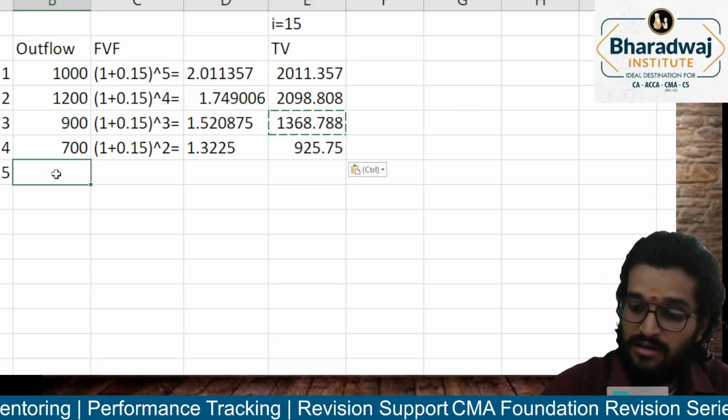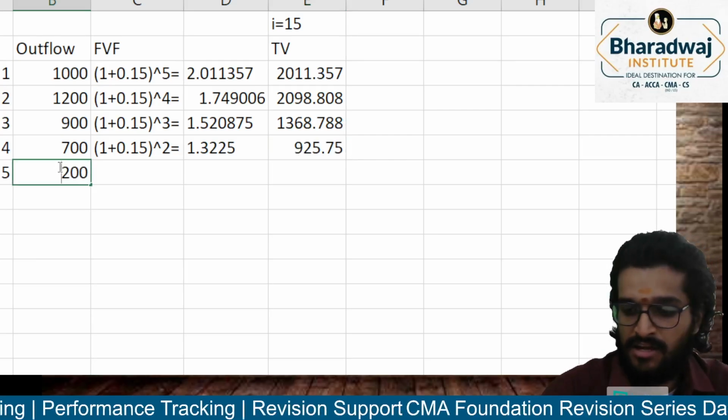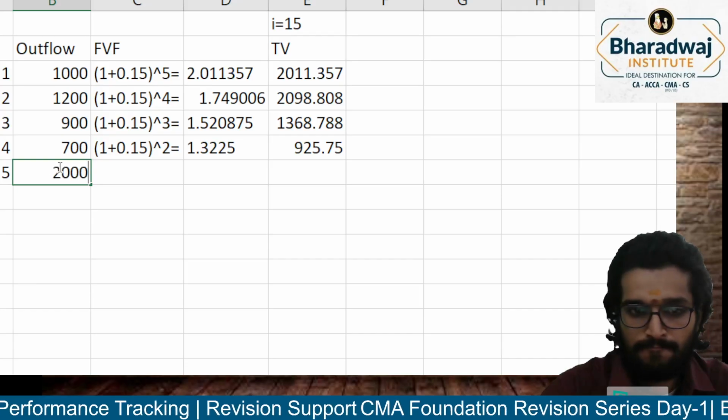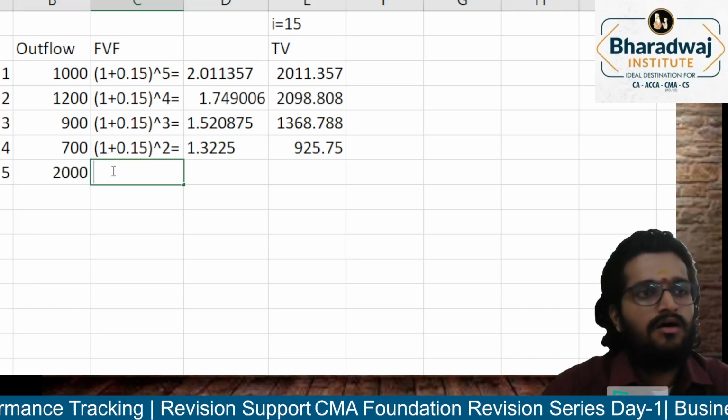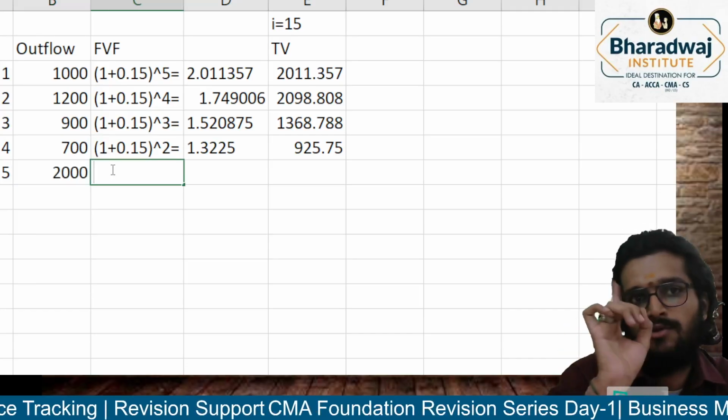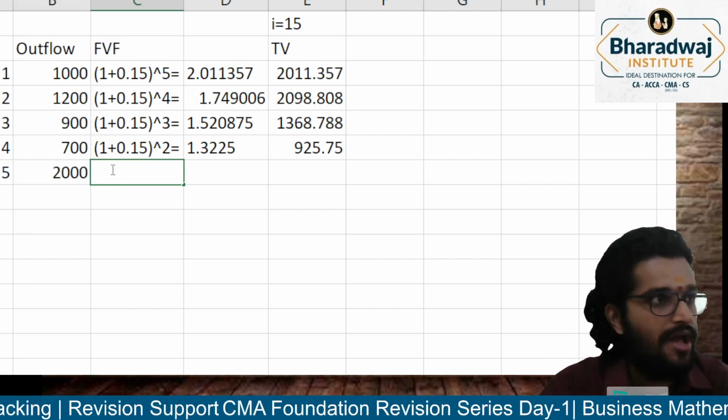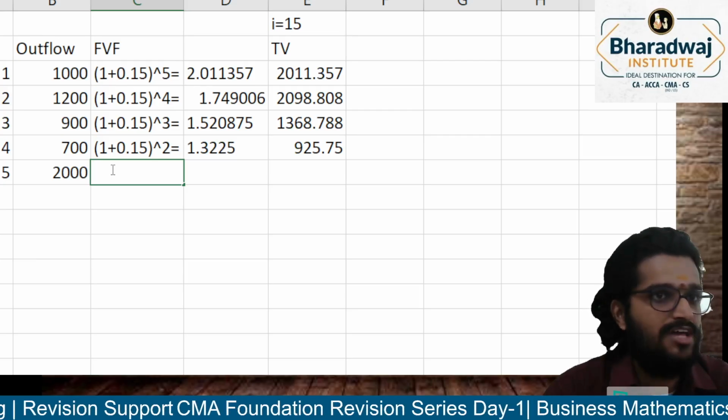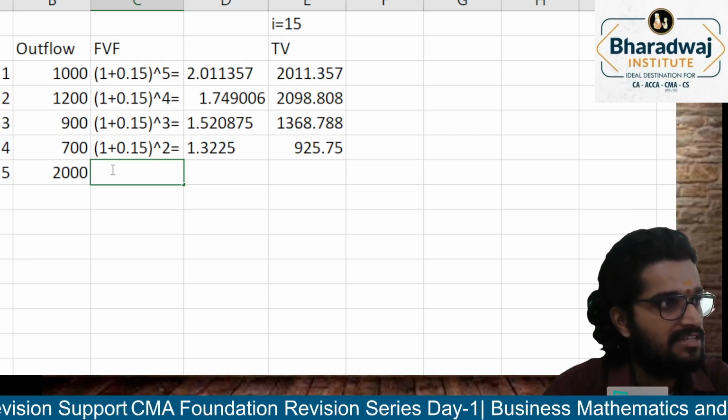Now, say I'm having 2000 in hand. How many years will it be inside the portfolio? Only 1 year. So, every investment is at the starting of the year.